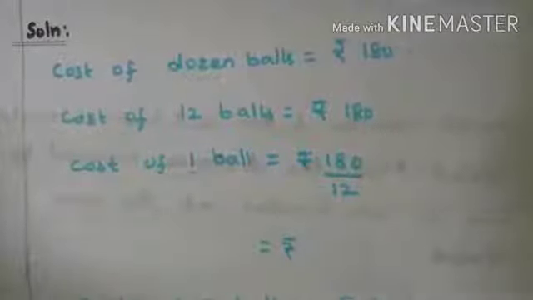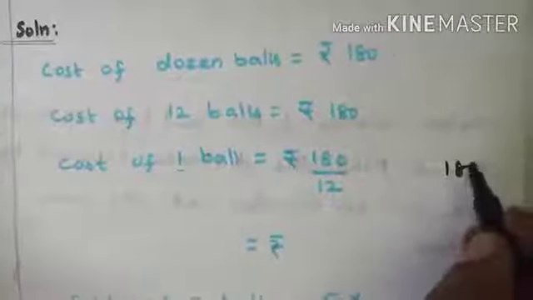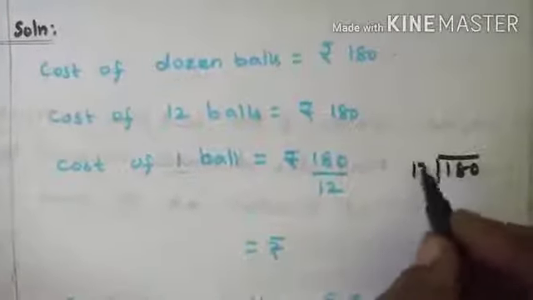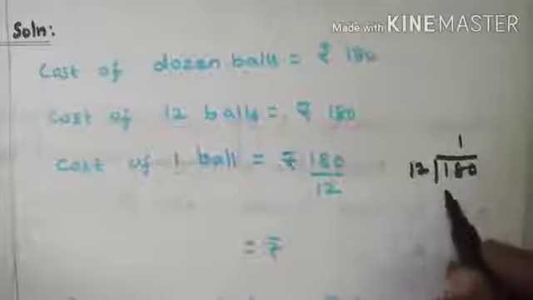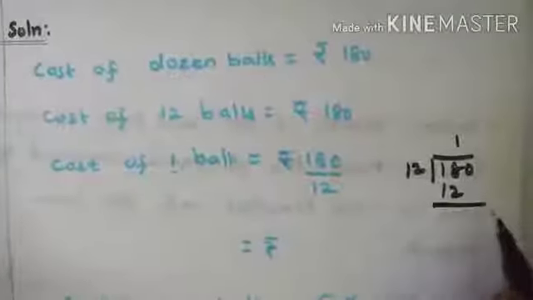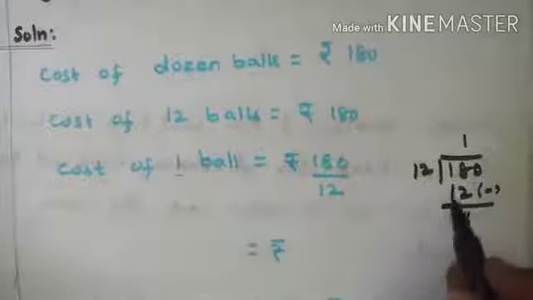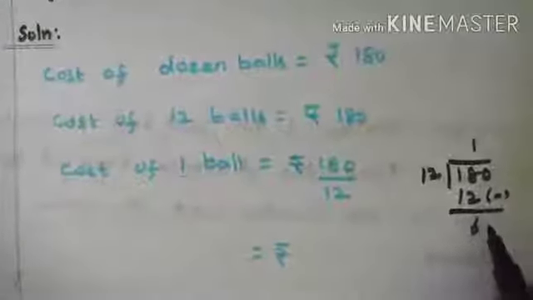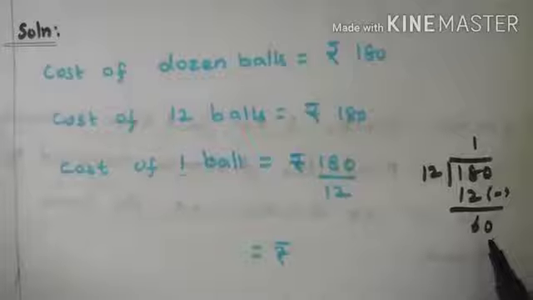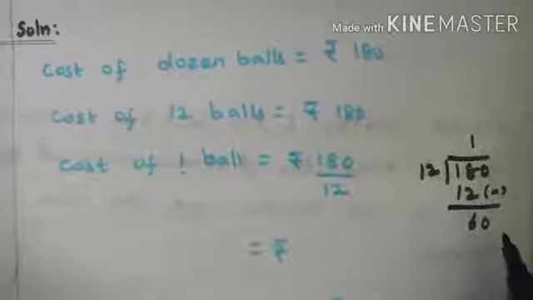Now we are dividing 180 by 12. So here you see 1 12 is 12. And when we are subtracting, 8 minus 2 is 6, 1 minus 1 is 0. Now we are dropping this 0. So the number becomes 60.